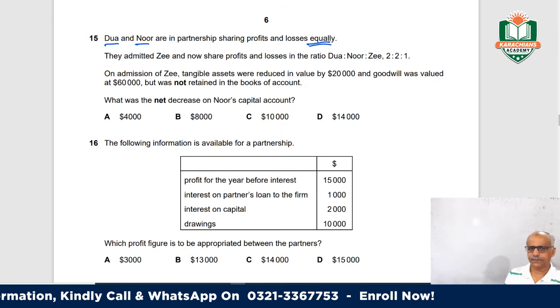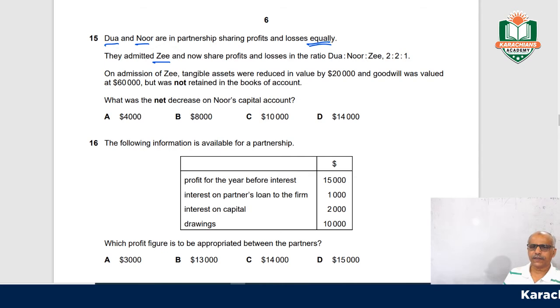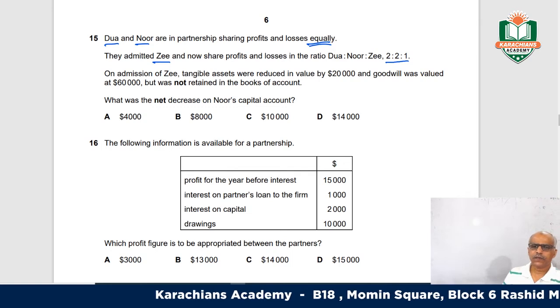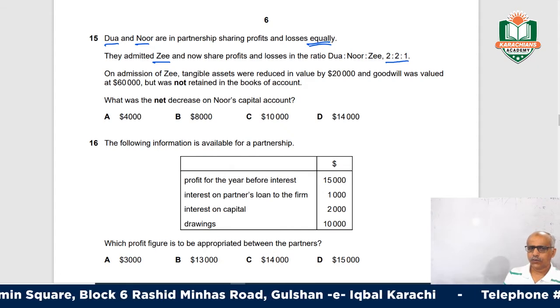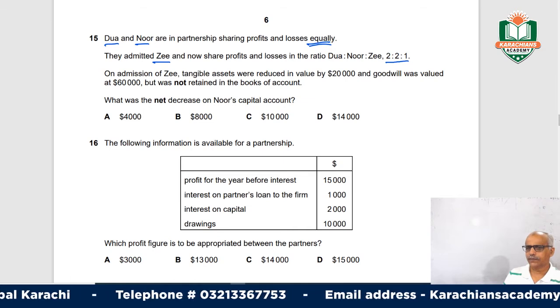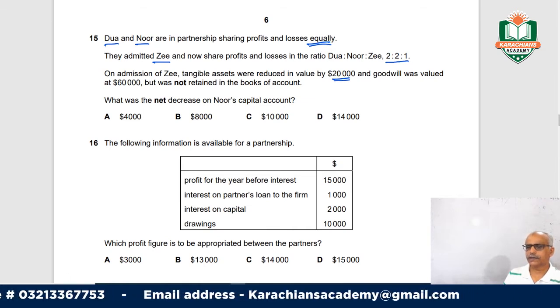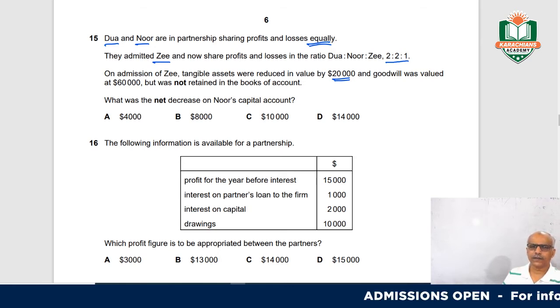They admitted Z, Newman, who now share profits and losses in the ratio of, this is a change of partnership. One partner is coming, so there is a change of partnership sharing ratio from equal ratios to 2 to 1, right? So on admission of Z, tangible assets were reduced in value by 20,000. This is a reduction in asset, so this is basically a downward revaluation. The new partner has nothing to do with it, so this needs to be borne by the old partners, right?